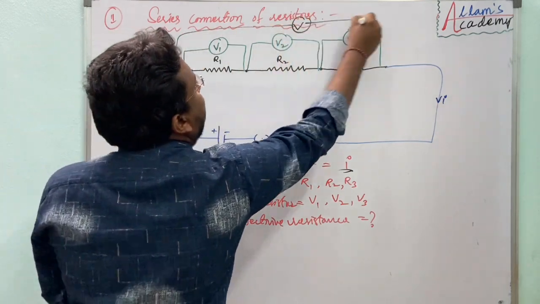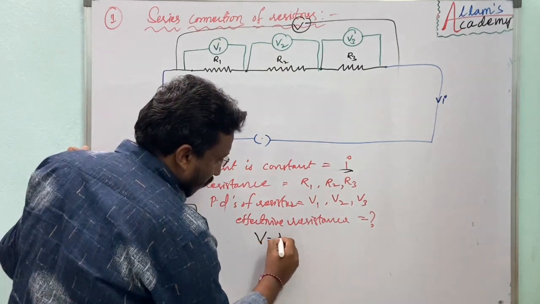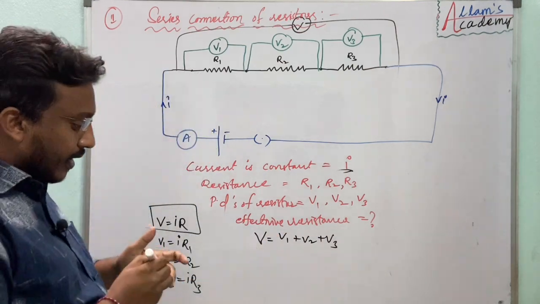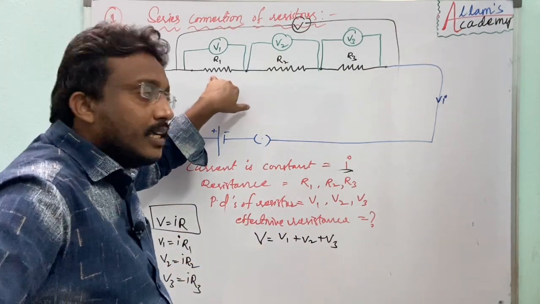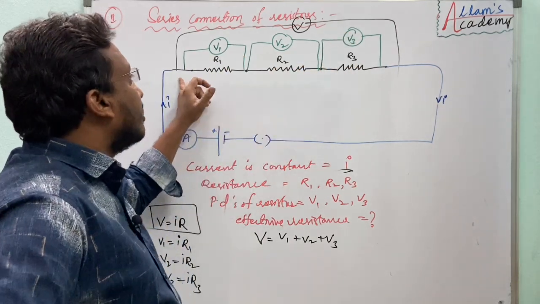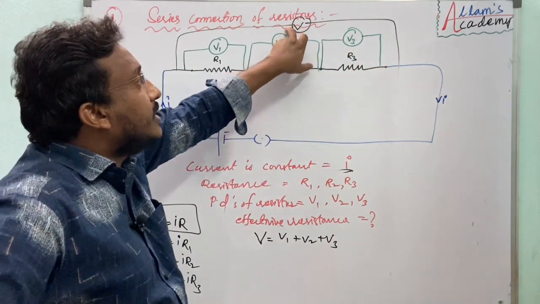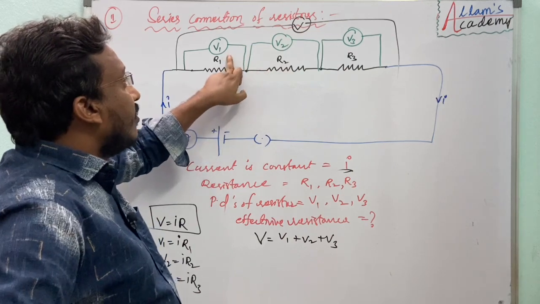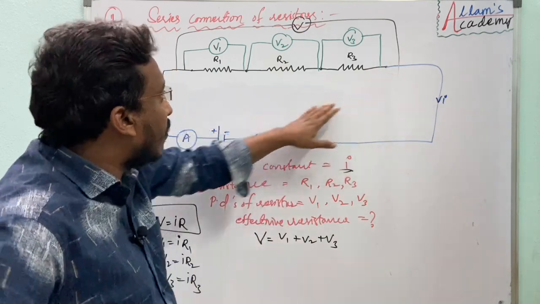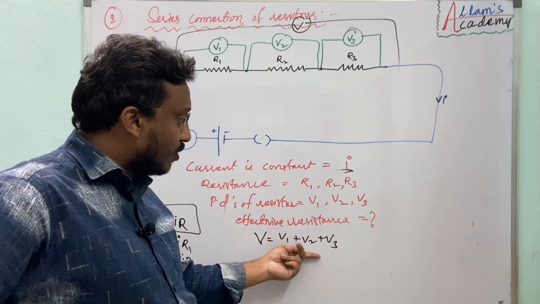The total is V. That means V equal to V1 plus V2 plus V3. The potential difference of R1 is V1, R2 is V2, R3 is V3. But the overall potential difference of all three resistors becomes V. That is equal to V1 plus V2 plus V3. The sum of the potential differences of all three resistors equals the total potential difference.